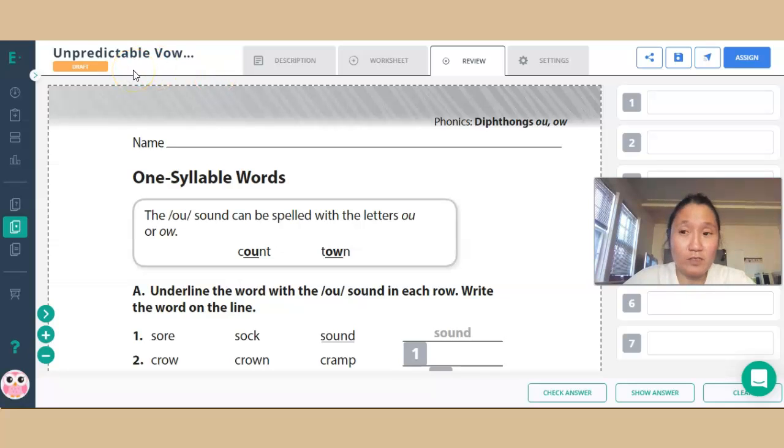Hello, unpredictable vowel team friends, and you are going to be working with me on some of the unpredictable vowels. However, you will still be going over some of the predictable vowels in here as well. Good review. We are going to be looking at some of the unpredictable vowels, and I'll be teaching you some of the lessons as we go along.